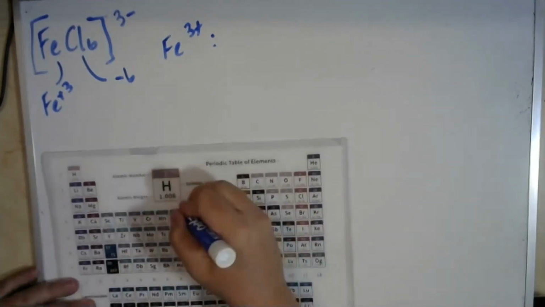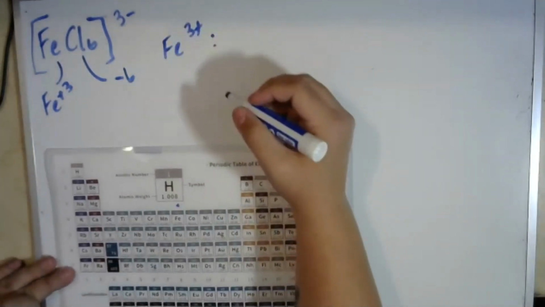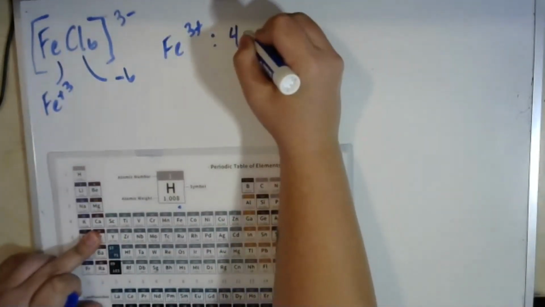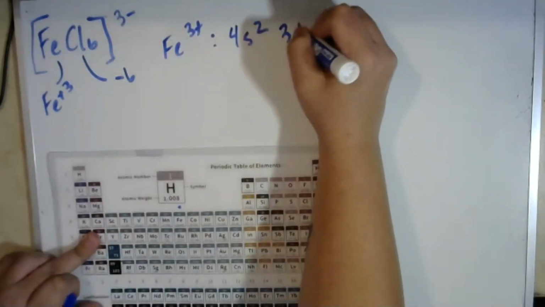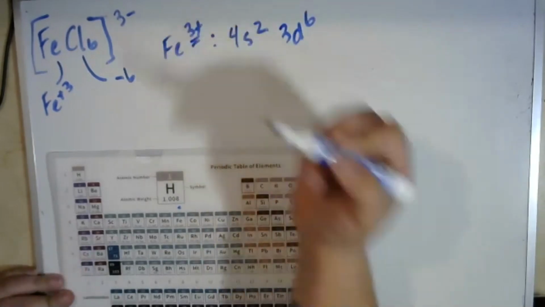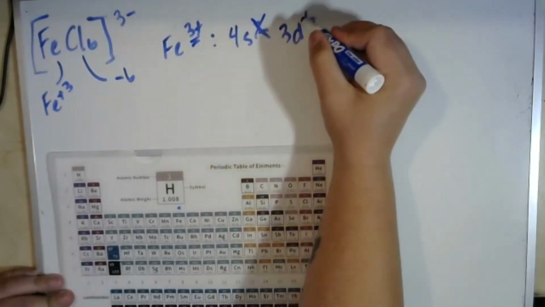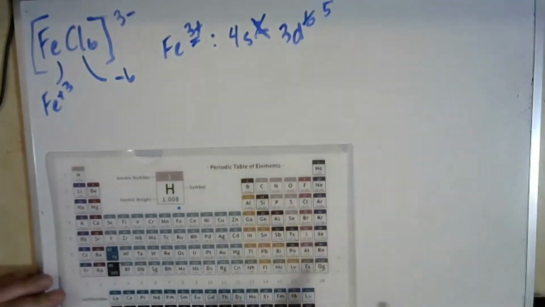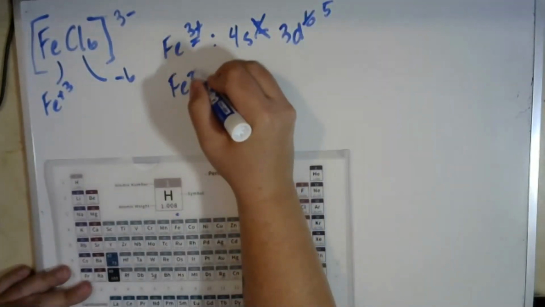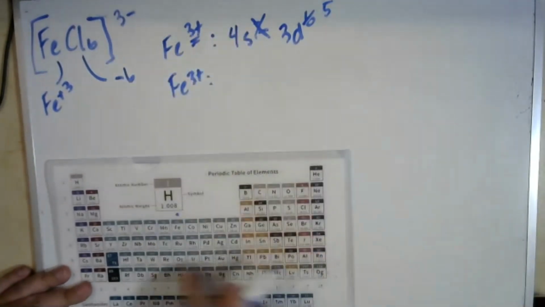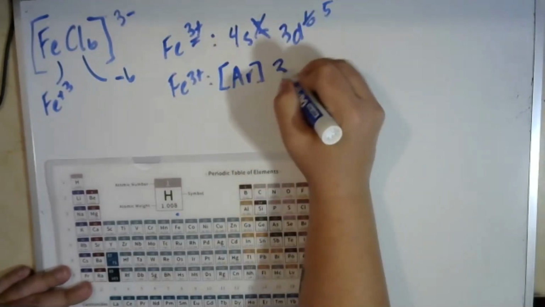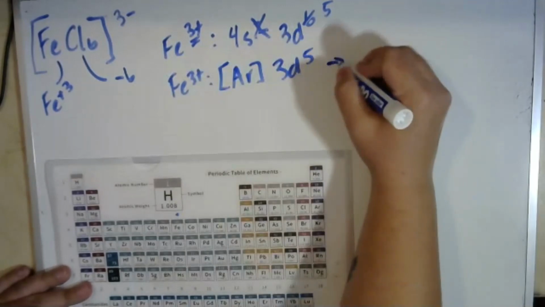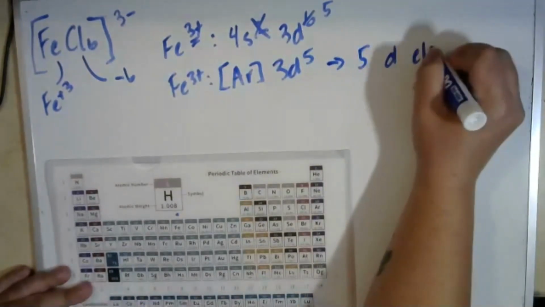Okay, go find iron. It's number 26. So neutral iron is going to be 4s2, 1, 2, 3, 4, 5, 6, 3d6. And I'm going to remove 3 electrons. So I'm going to remove these 2 and then 1 of these. Okay, so my Fe3+ is going to be, if we want to make it official, put the argon out front, Ar 3d5. But what we're concerned with is that we have 5 d electrons, because those are the electrons that we're going to distribute in our octahedral array.